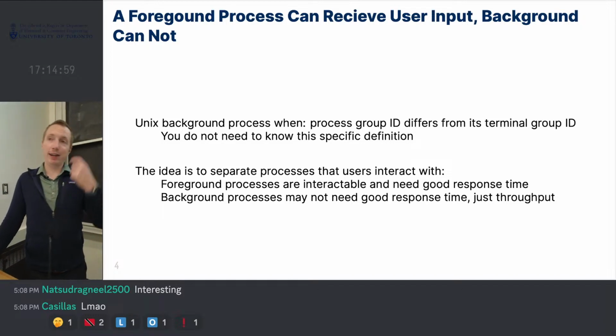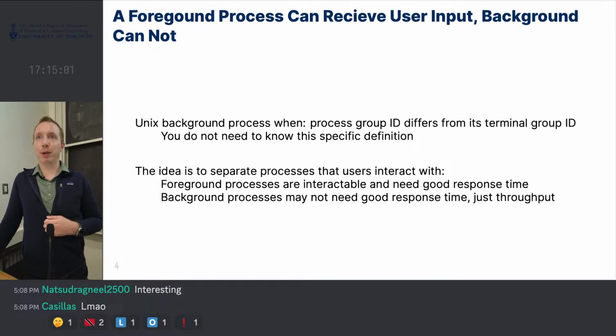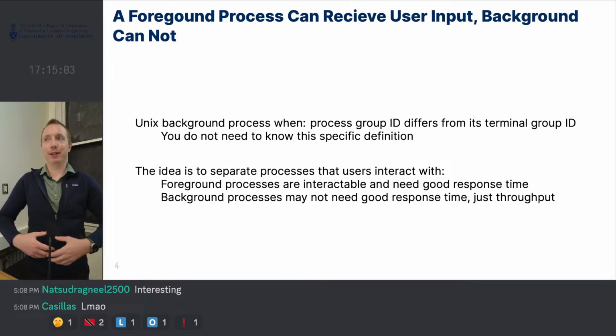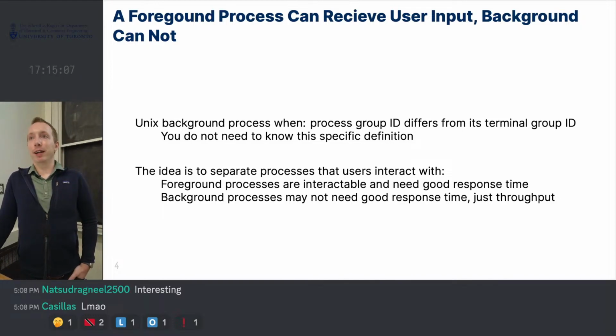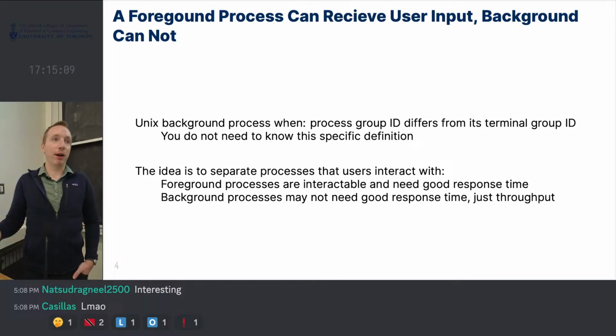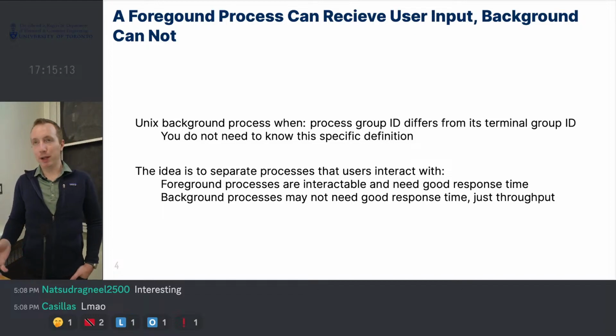So back in the day when terminals were real, like they were just an integrated keyboard and monitor, Unix was designed in such a way where it could tell if a process was connected to a terminal by a process group ID and its terminal ID.